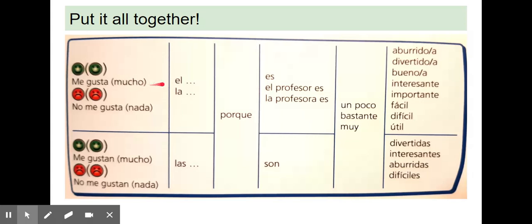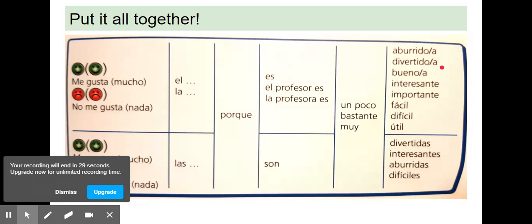Me gusta mucho el español porque es interesante. Now I need the word for and, which is E. Now I'm going to come back over here. La profesora es, the teacher is, muy, very, divertida. One more time. Me gusta mucho el español porque es interesante y la profesora es muy divertida.